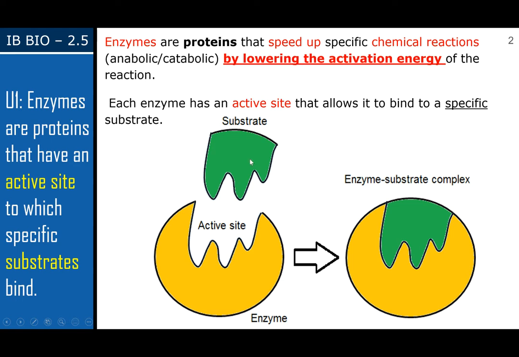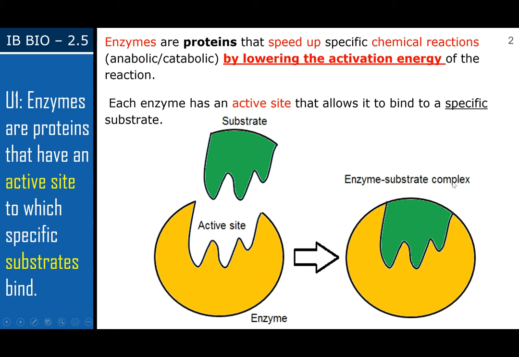And then when it's bonded together, you call that the enzyme substrate complex. Okay, so here's your enzyme, here's your active site, here's your substrate. Now your enzyme has bonded to your substrate. We call that an enzyme substrate complex.